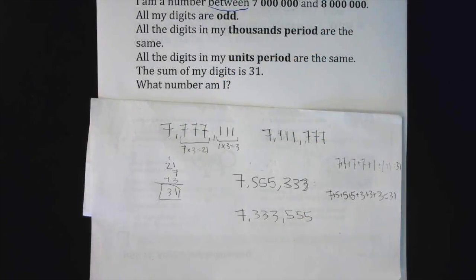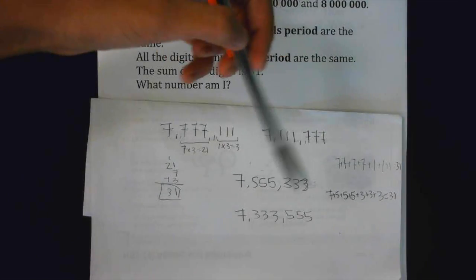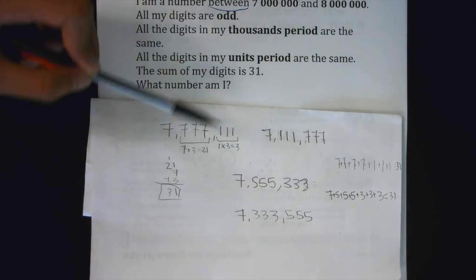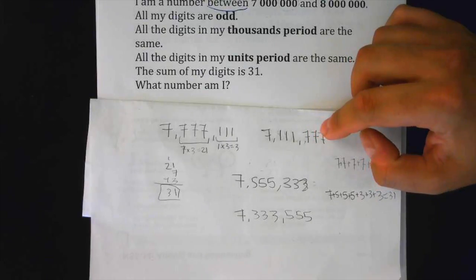And then we did the same thing here. We did 5, 5, 5, which they're all odd, and they're the same. And then we did 3, 3, 3, and they're odd too. And then we added it up here, and it equals 31. And then we did the same thing we did here. We did it in reverse. So we had 4 answers. Perfect. And remember, odd numbers are 1, 3, 5, 7, 9.